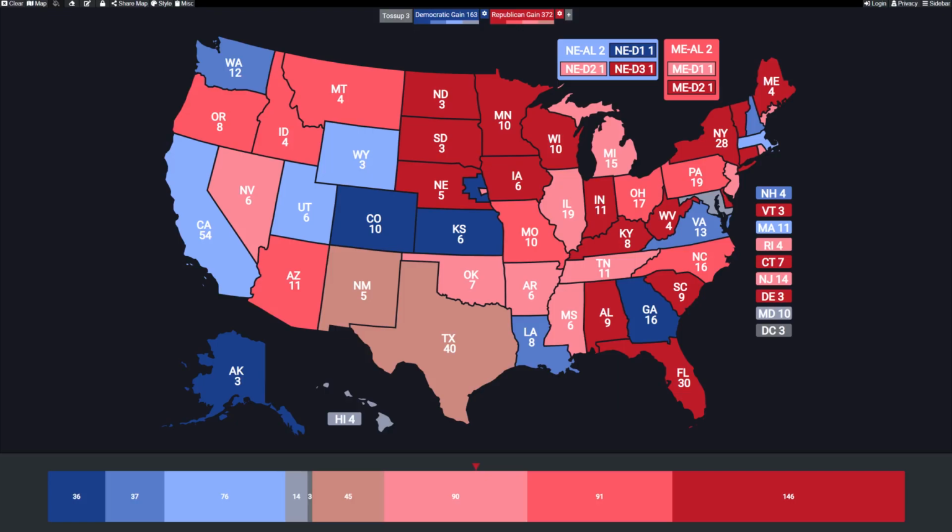So what are the takeaways from these shifts? Well, there's more red shifts on here than blue. Republicans did win the popular vote in 2022. They did not in 2012, even though they won more seats. So it would be expected to see more red on this map. And we do see a lot more red, but there's certainly a lot of blue mixed in.